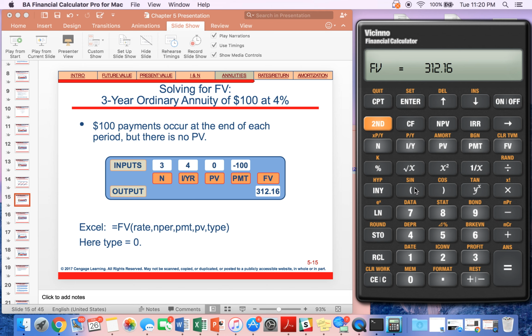our future value. So what this is saying is that I don't have any money today, but I'm going to, with an ordinary annuity, invest $100 at the end of the period for 3 years at a rate of 4%, and my future value of that annuity is worth $312.16.